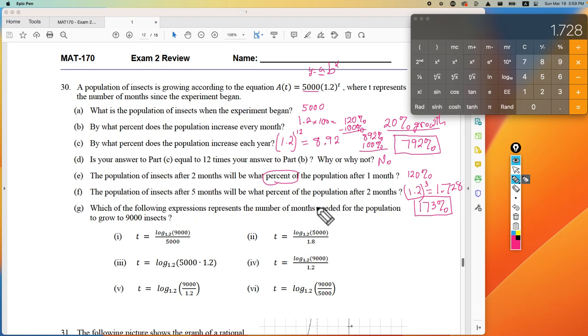Which of the following expressions represents the number of months needed for the population to go to 9,000 insects. So we would basically take our equation, right? When we're going to have 9,000, 5,000 times 1.2 to the t. So we divide both sides by 5,000. 9,000 over 5,000 is equal to 1.2 to the t.